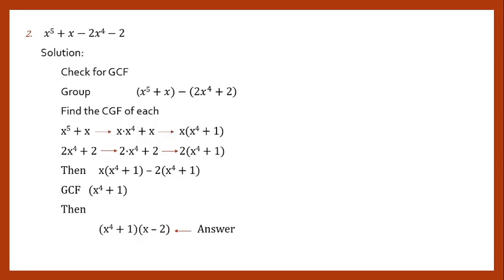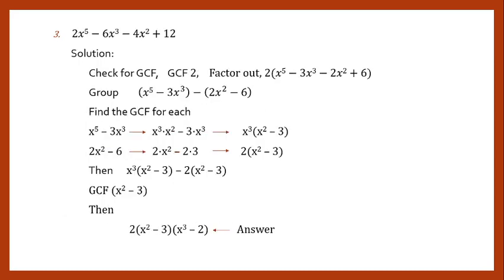Pwede din bang ipares ang iba? Hindi din pwedeng ipares yung x raised to 5 minus 2x squared, at 2x raised to 4. Tapos yung isang group is x minus 2. O, pwede yun. At least yung isang group ay may common factor. Pero hindi nyo pwedeng pagsamahin as a group yung x raised to 5 minus 2. So, medyo malayo na yun sa factoring by grouping.